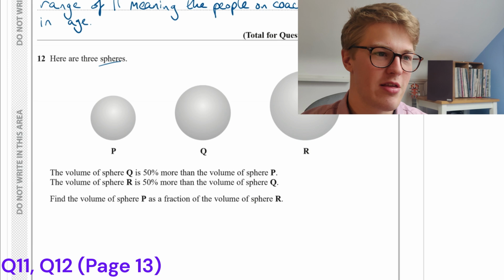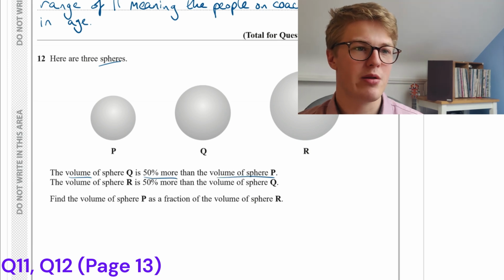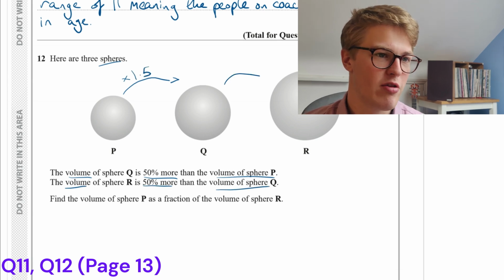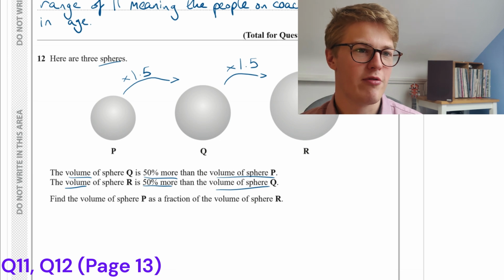Here are 3 spheres. The volume of sphere Q is 50% more than the volume of sphere P. The volume of sphere R is 50% more than the volume of sphere Q. Find the volume of sphere P as a fraction of the volume of sphere R.